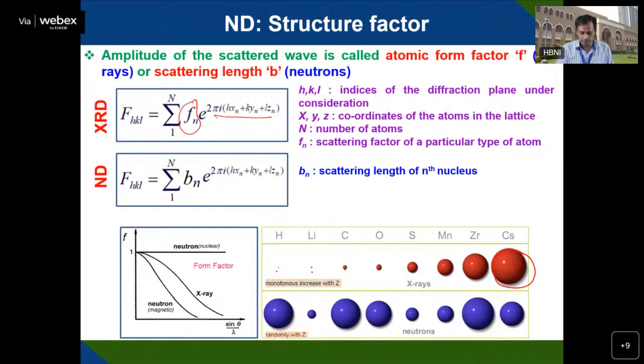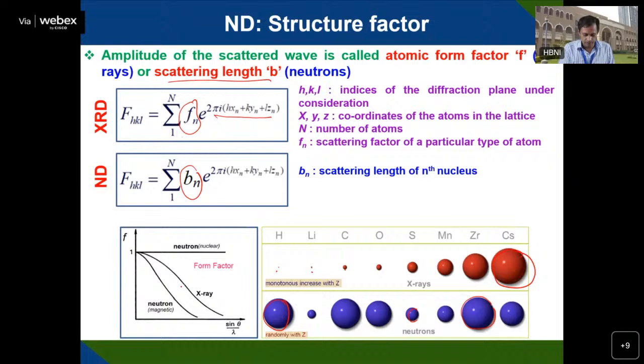atom, the bigger it is. But in case of neutron, it's not that type of dependence. It depends on bn, that is called the scattering length. Each element has a particular neutron scattering length, and you can see that it varies randomly. For example, hydrogen is quite big, lithium is small, and suddenly sulfur is small, but zirconium is large. So it doesn't depend on the Z number of the element. It mainly depends on the scattering capability of that particular element.